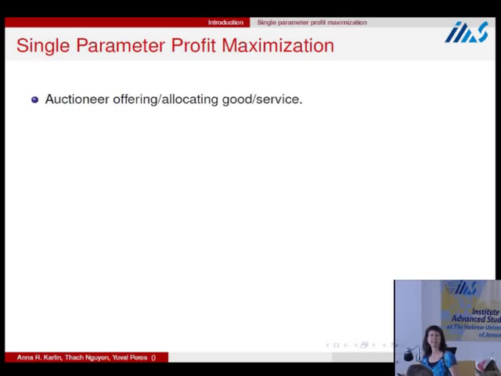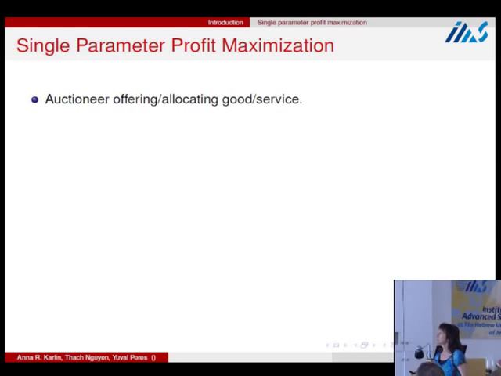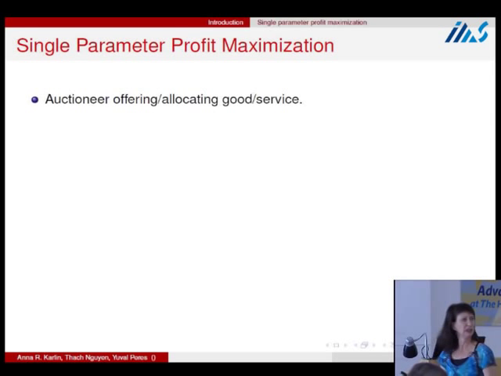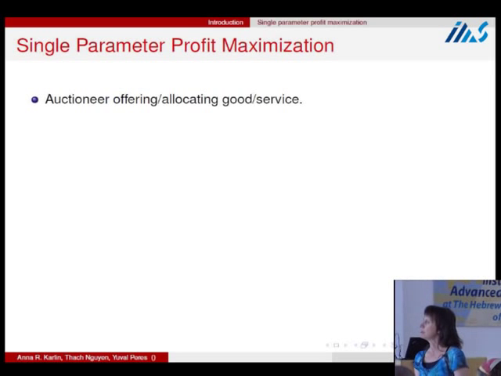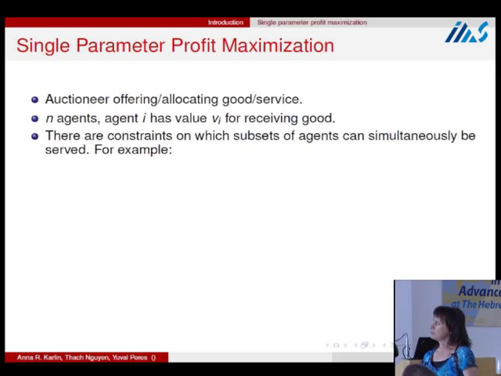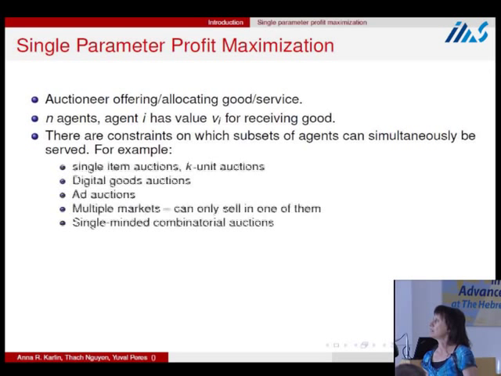So I'm talking about the same setting that Jason was talking about earlier, I think, mostly, which is single parameter profit maximization. You have an auctioneer who's offering or allocating a good or service. You have a set of n agents. Agent i has value v_i for receiving this service. And there are constraints on which subsets of agents can simultaneously be served. So, for example, single item auction, you could only serve one person. Digital goods auctions, you can serve anyone.